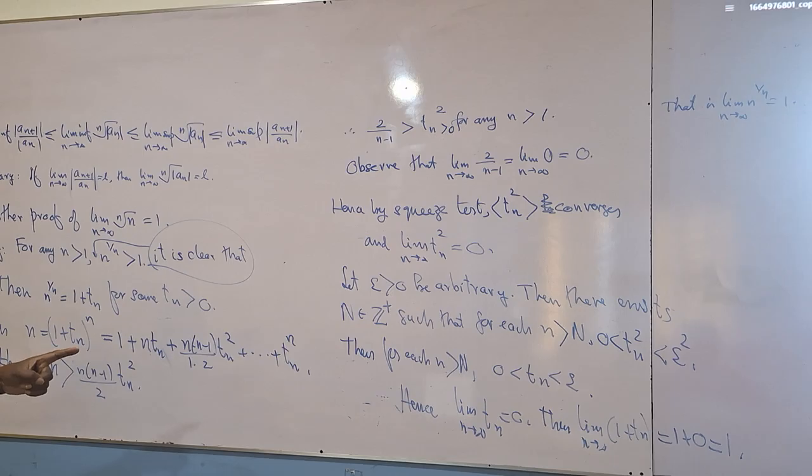I took this way, then I took the nth power of either side. So when I take the nth power, this is the binomial theorem. So n is equal to a whole bunch of positive terms. Then n must be greater than any individual term, right? Yes, it is a good proof.